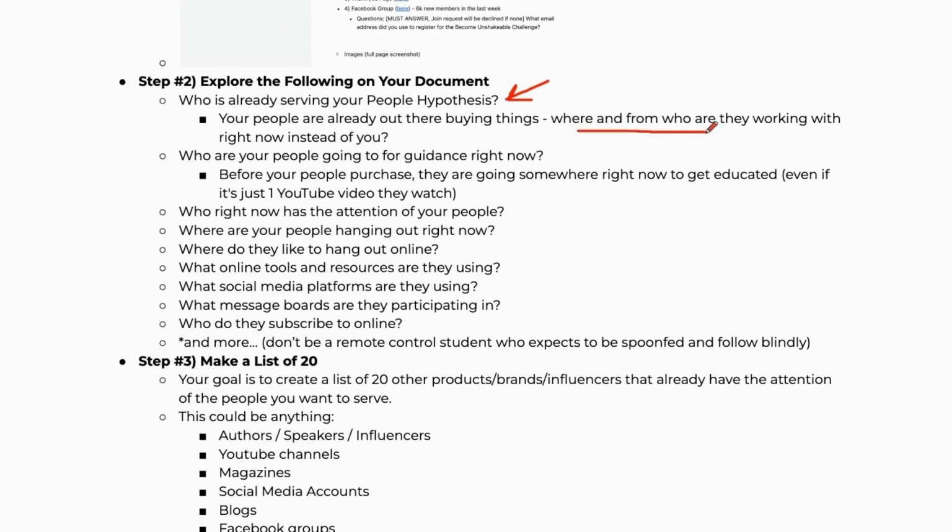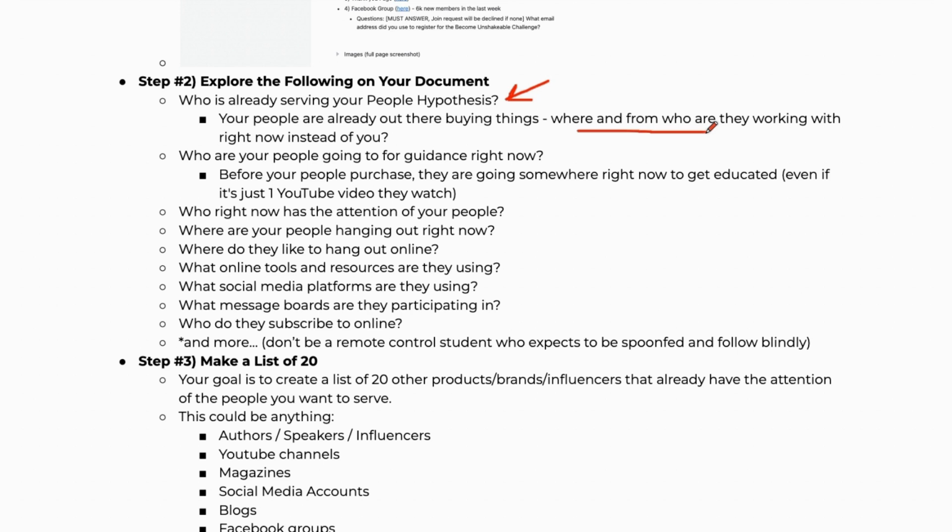Who are they working with right now instead of you? And so what you're going to do is utilize things like Google, Facebook, Instagram, Amazon. Look at the top published books. You're going to look at the YouTube channels. You're going to go across the internet and compile an entire list of all of the other people in that market. Who are the other players in that market?